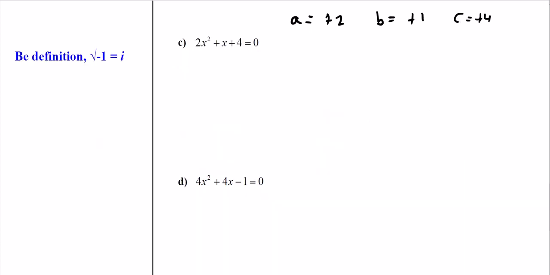We identify A as positive 2, B as positive 1, C as positive 4. Remember, there is no X for the coefficient. It's just a positive 1. It's not a 0 because there is an X value there, so there's got to be 1 in front. We set up the blank.